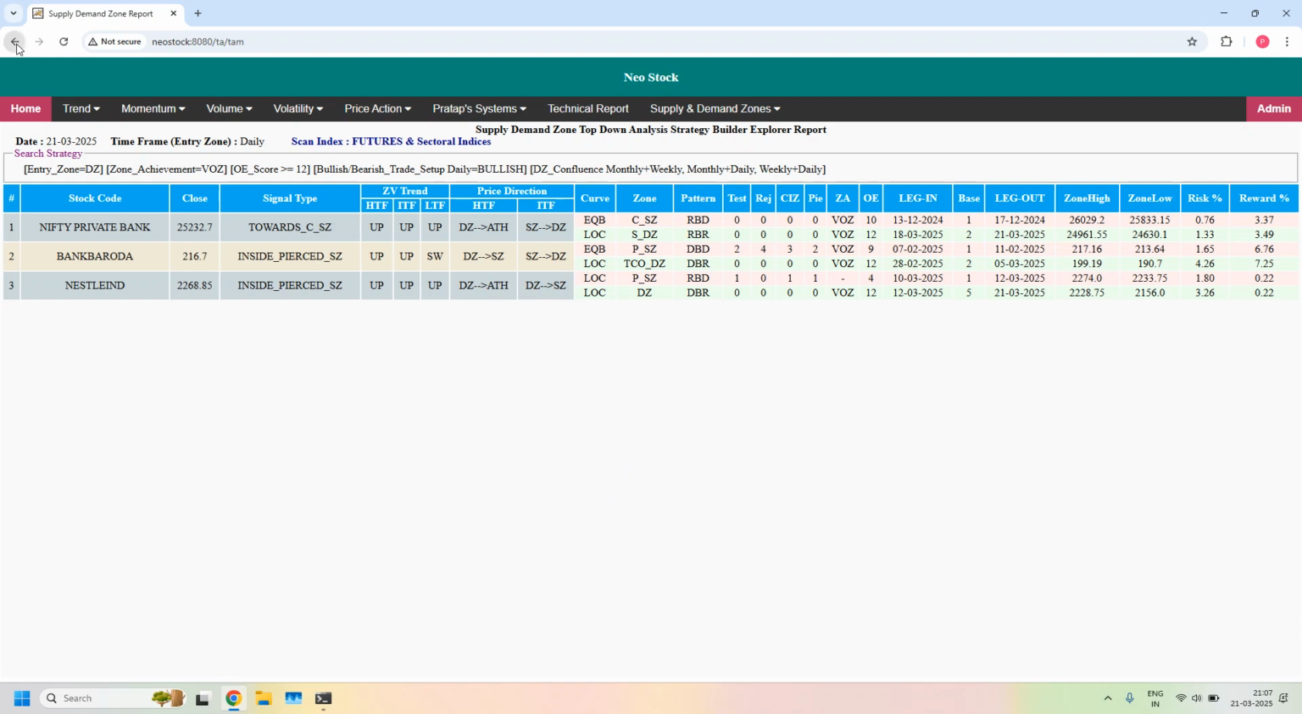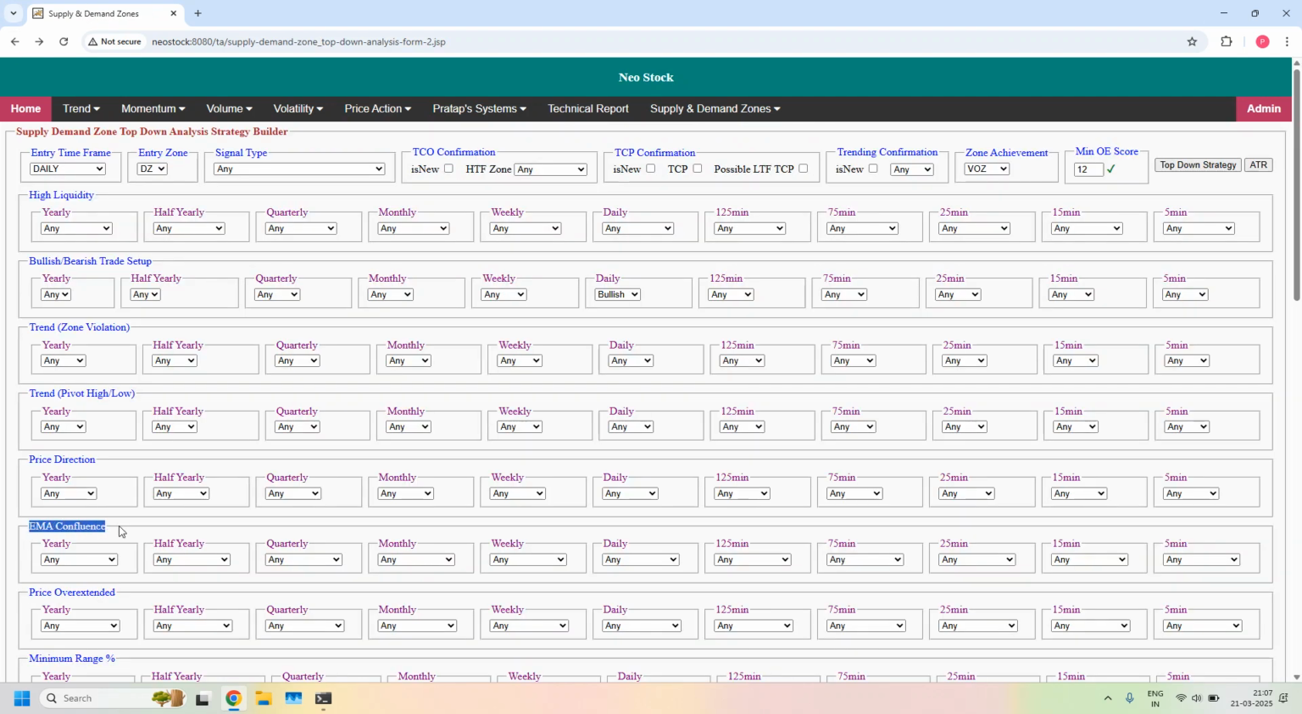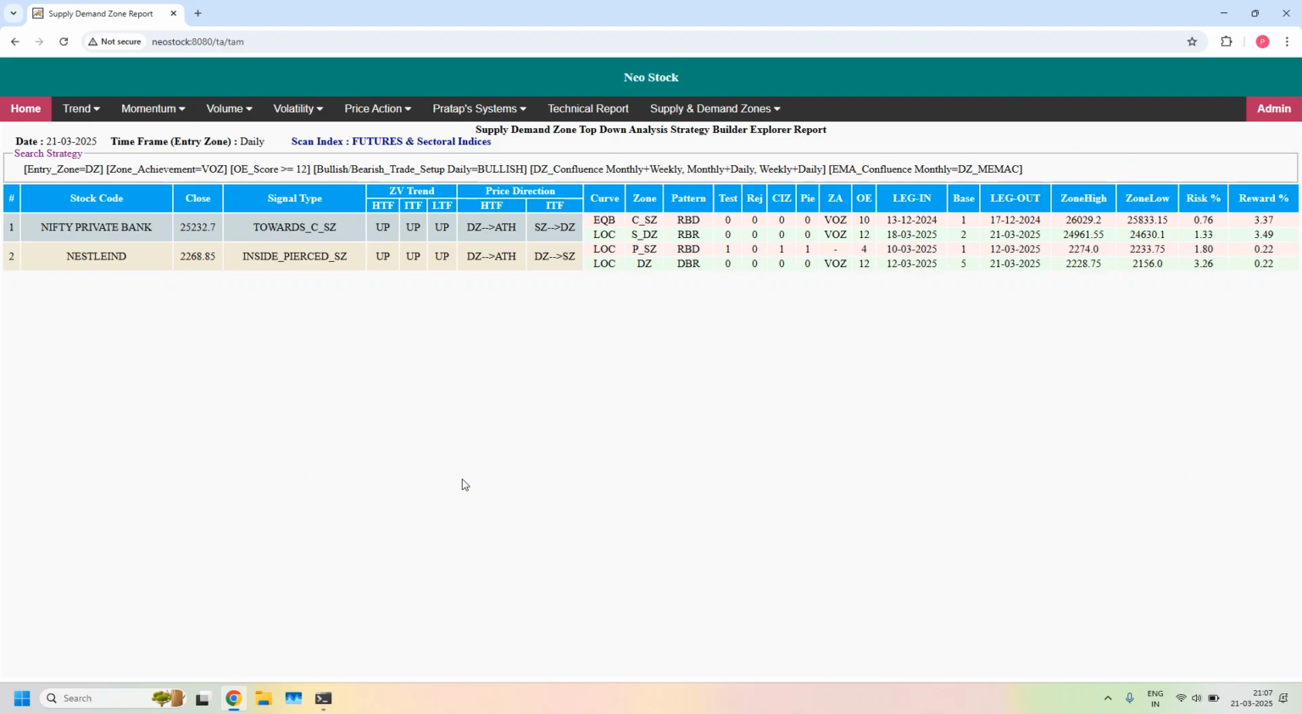Let us verify. So in the EMA Confluence at monthly time frame, I am checking monthly demand zone having monthly EMA Confluence. And all the 3 stocks are having monthly trend up. So we can filter. So we got 2 stocks. First one is Indices. So second one, Nestle Industries, is a equity stock.